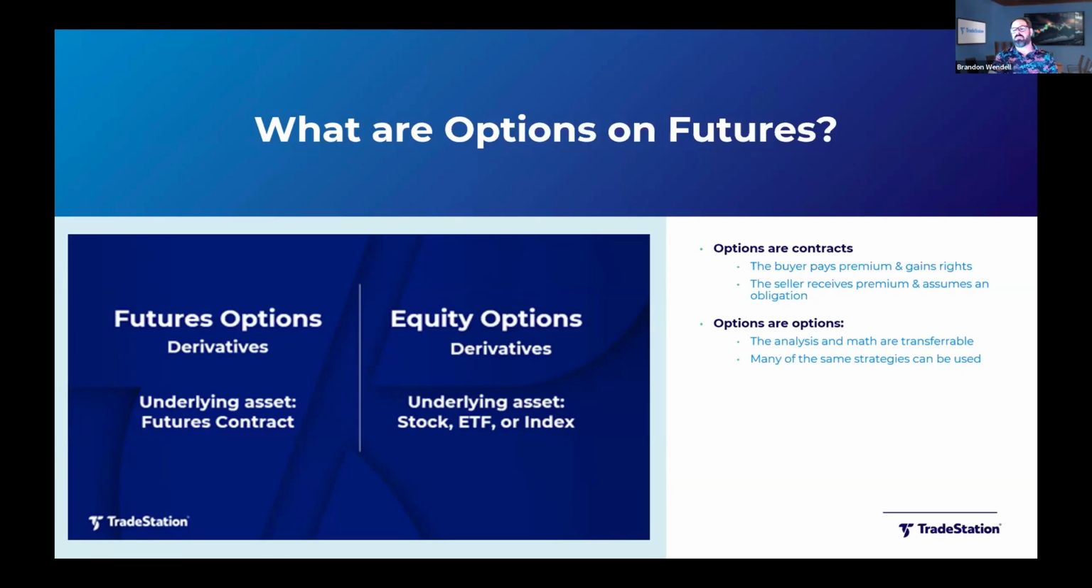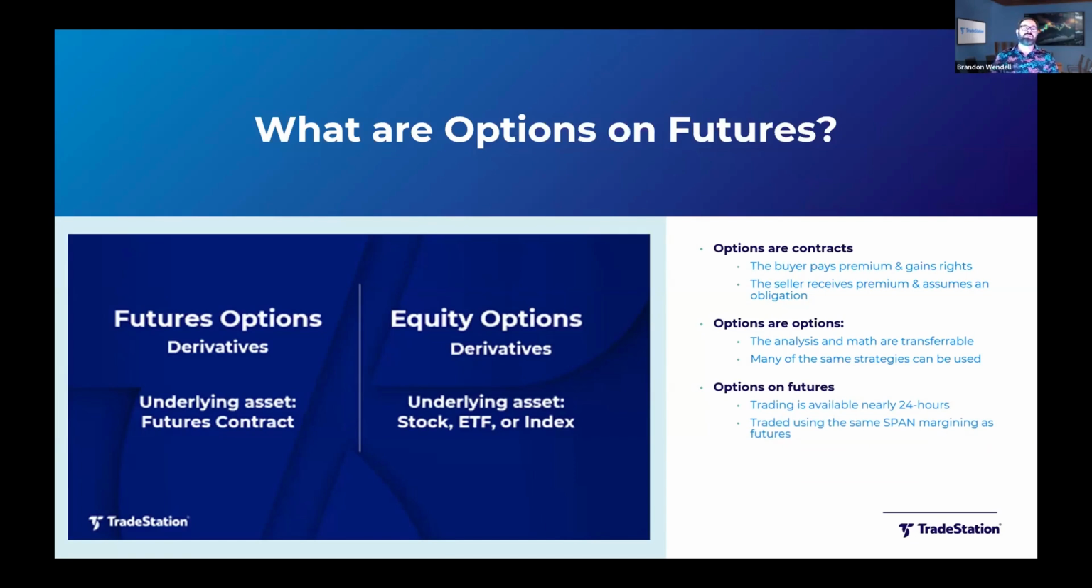So the rights that you gain, again, you have calls and puts. If you buy a call, you have the right to call away, not stock, but an underlying futures contract. If you buy a put, you have the right to put or sell to someone, not a stock, but the underlying futures contract. That's the only difference, what it is you are actually getting rights to or assuming obligations of.